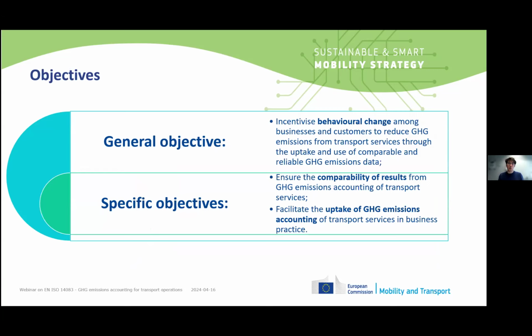We asked ourselves what we want to achieve. Our general objective was to incentivize behavioral change among businesses and customers to reduce GHG emissions. So we don't provide hard incentives such as financial incentives, because CountEmissions is a tool that is put at the disposal of EU or national legislation, and also at local level, to have a single and harmonized method to account for the emissions of the transport service. Then we wanted to assure the comparability of results from the GHG emissions of transport, and to facilitate the uptake of GHG emissions accounting with a clear set of rules and also guidelines that will be provided during the implementation phase. Next slide, please.